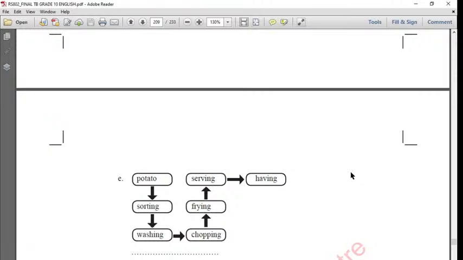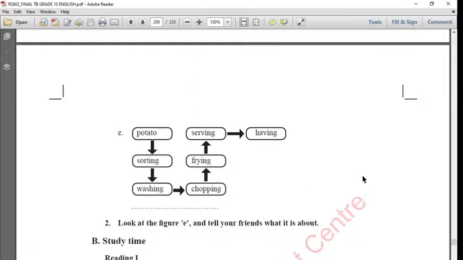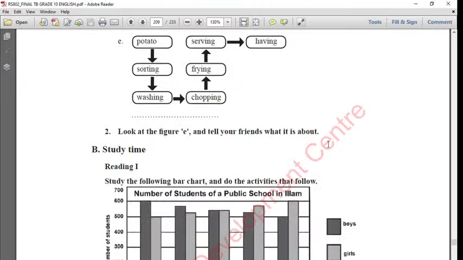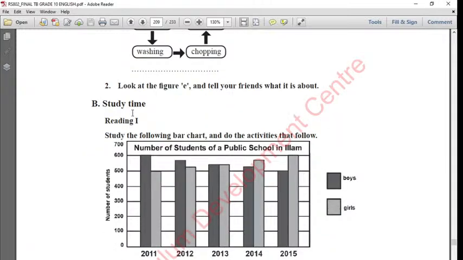Similarly, we have a wave type of brainstorming, and there too we have data: potato, sorting, washing, chopping, frying, serving and having. So this kind of menu, or you can say cookery style, a way of showing how to cook, is one of them. Look at figure E and tell your friends what it is about. So it's about cooking. Obviously it's a chart as well. Study time now. Reading 1: study the following bar chart and do the activities that follow.